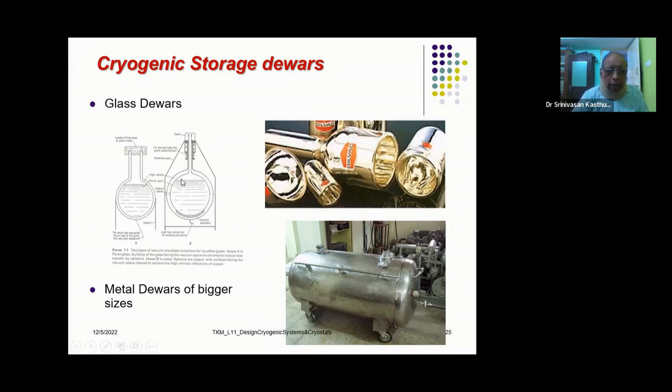Now the adjacent one here is a metallic dewar of suitable size, with a thin wall neck tube, probably made of stainless steel and so on. This is one of the very early vessels for storage of liquid nitrogen. There are now better versions of containers available. Here there is a narrow neck tube right to the top.